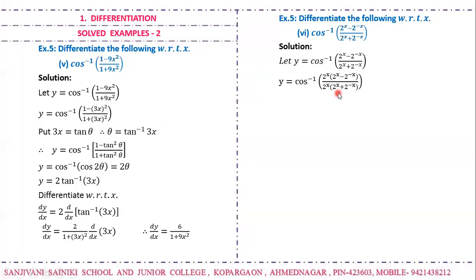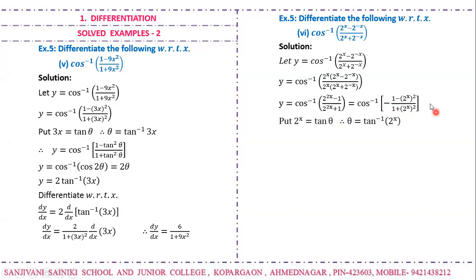y is equal to cos inverse of, multiplied by 2 raised to x. If you multiply the numerator by 2 raised to x, then we get 2 raised to 2x minus 2 raised to minus x into 2 raised to x, which is 2 raised to 0, is 1. Similarly, multiply the denominator also by 2 raised to x. So 2 raised to x into 2 raised to x is 2 raised to 2x plus 1. Again we simplify it by taking minus 1 common, and get (1 minus (2 raised to x) square) upon (1 plus (2 raised to x) square), and then we substitute 2 raised to x is equal to tan theta, so that theta is equal to tan inverse of 2 raised to x.